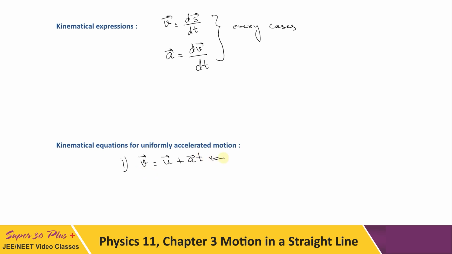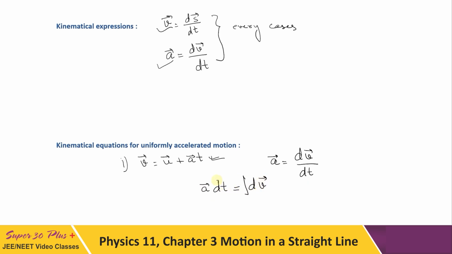How would you get this from the above two expressions? Because as I said, these two are the only basic expressions. The first one, v is equal to ds by dt, and a is equal to dv by dt. So now we will see how different expressions are derived from these two basic equations. I am starting with v is equal to u plus at. As you know, acceleration is dv by dt. So if acceleration is constant, take dt on this side and then it can be written like this.